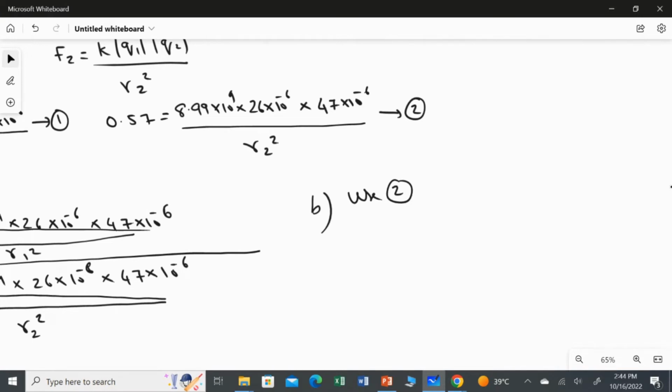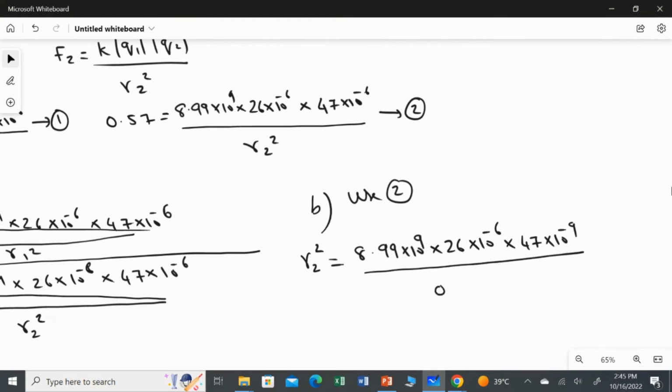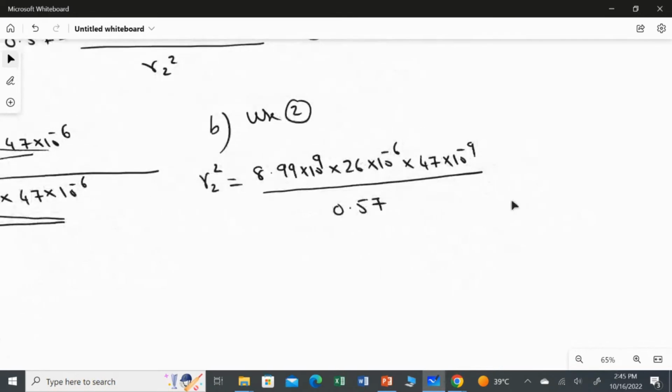So I have to bring this R2 square to the left hand side of the numerator, and I have to take this 0.57 to the right hand side of the denominator. By that, the equation becomes R2 square, which is equal to 8.99 multiplied by 10 to the power of 9 multiplied by 26 multiplied by 10 to the power of minus 6 multiplied by 47 multiplied by 10 to the power of minus 6 divided by 0.57. Clear? Now get the value.